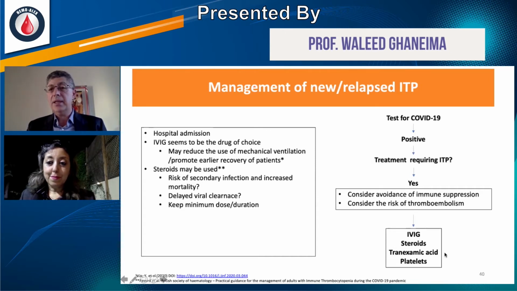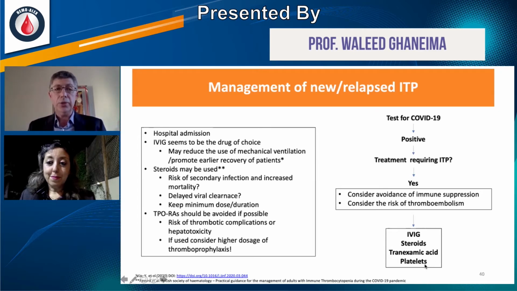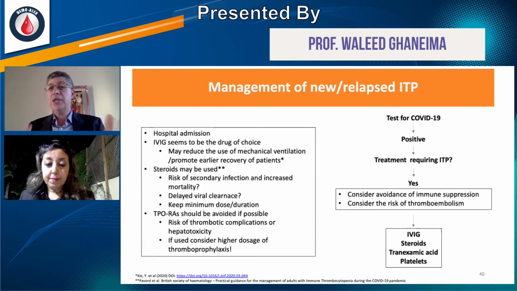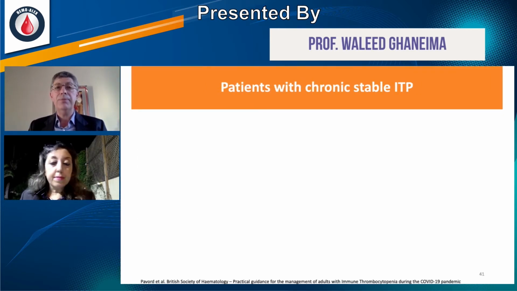Tranexamic acid can also be used, and platelets can be used. TPO probably should be avoided because of the risk of thromboembolic complications. If the patient has the infection, because COVID is a very thrombogenic disease, we should probably avoid it. Although in this case in New England, they used TPO.